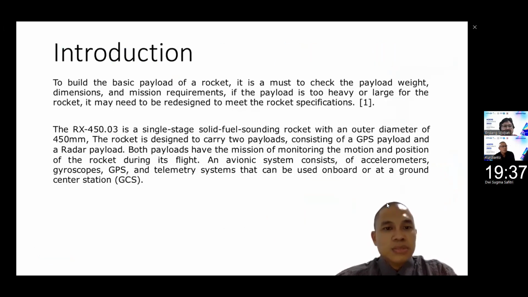Introduction. To build the basic payload of a rocket, it is a must to check the payload weight, dimensions, and mission requirements. If the payload is too heavy or large for the rocket, it may need to be redesigned to meet the rocket specification.